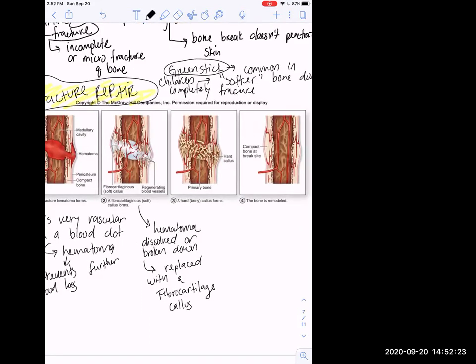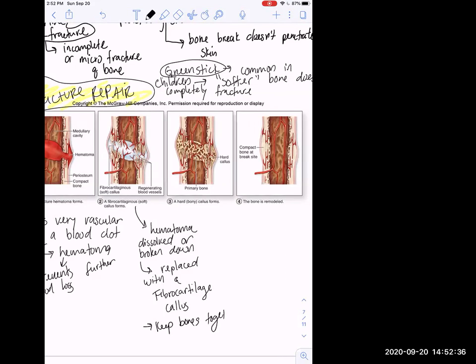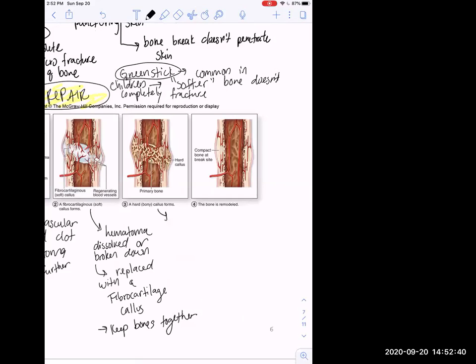And this fibrocartilage callus is going to keep the bones in place. But remember, cartilage is not as strong as bone, which is why bones have to be in a cast for a really long time, because this cartilage callus has to ossify. Keep bones together. Now, what starts to happen here is your cartilage begins to ossify.